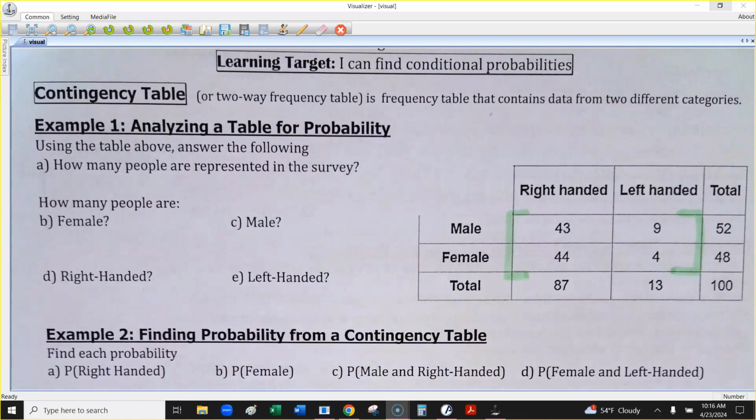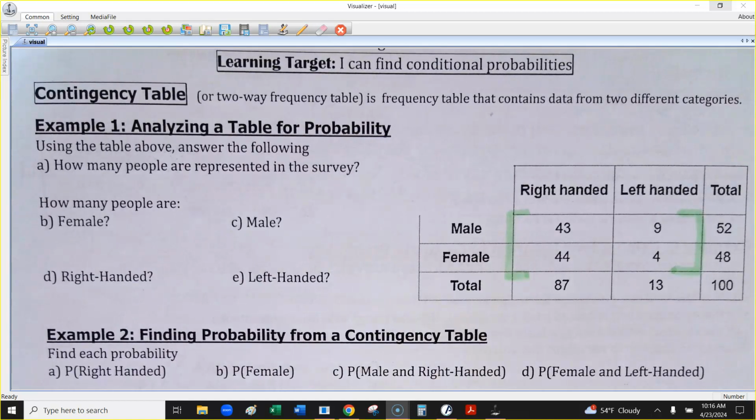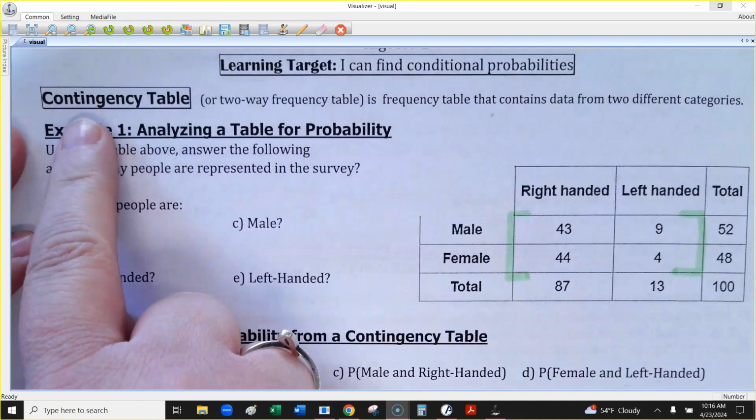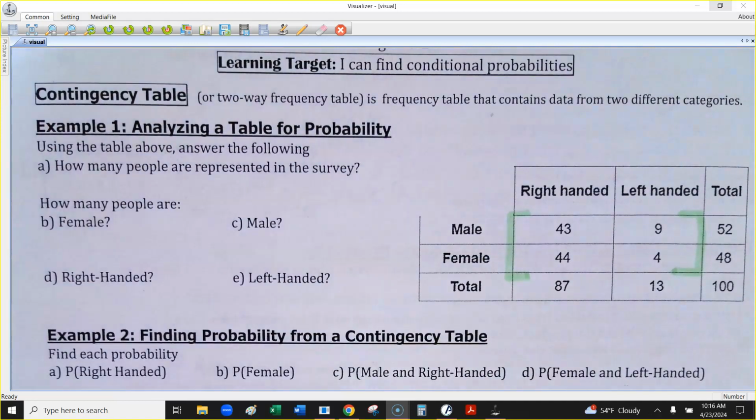How do I read this table? They call it, like I said, there's kind of two ways you can call it: a contingency table, or they'll call it a two-way frequency table. Basically what it does is it shows at least two different categories. It could be more. So like you could have 3 categories and 2 or something like that.